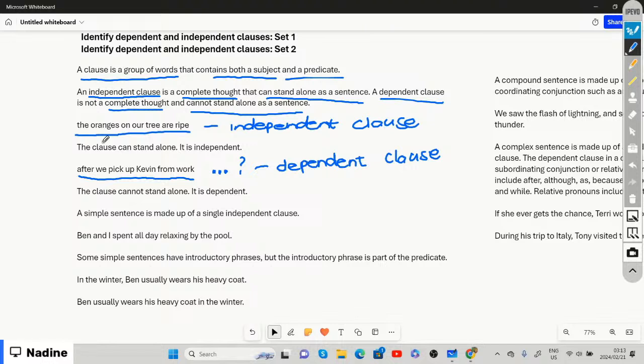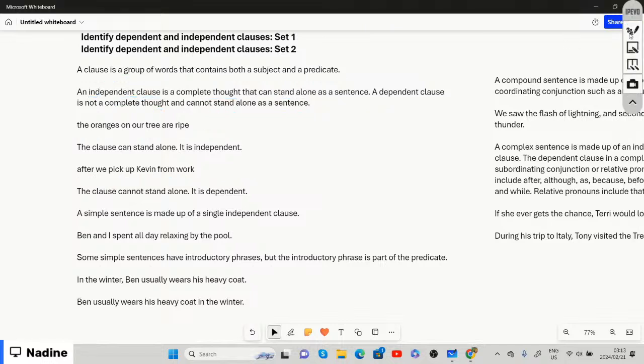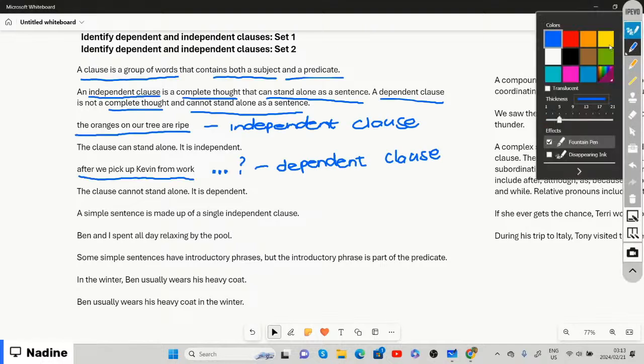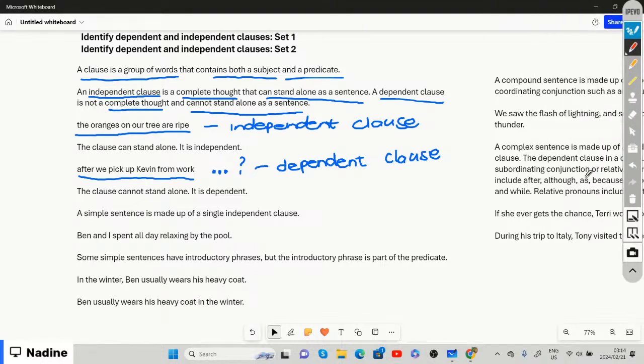Then we have our simple sentence. A simple sentence is made up of a single independent clause. Remember we said it is an independent clause. It has a complete thought, right? And it can stand on its own, which means that a simple sentence is made up of a single independent clause, meaning it has both a subject as well as a predicate, and it can stand on its own.